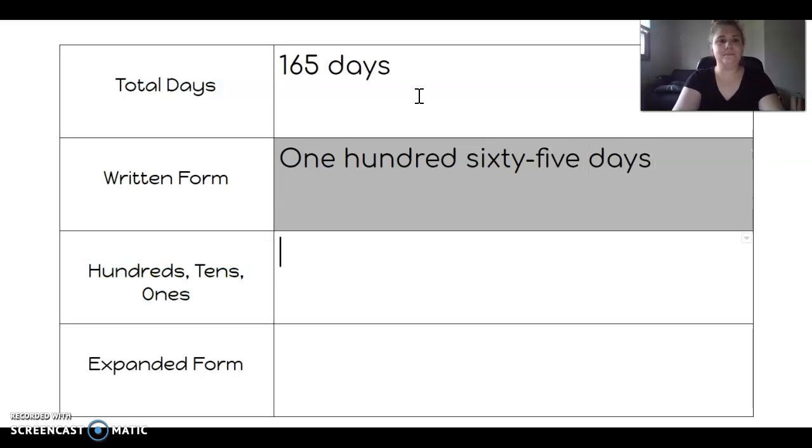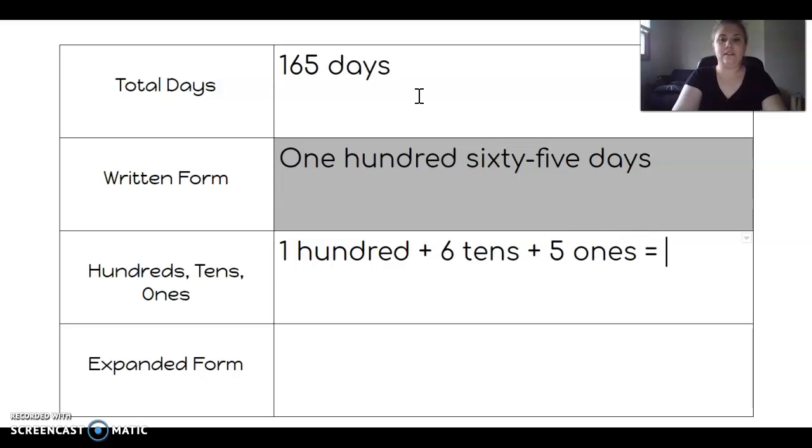165 days. How many hundreds? There's 100. Plus how many tens? 6 tens. And how many ones? 5. And that gives us 165. Expanded form. Remember, we can use our expanded form.